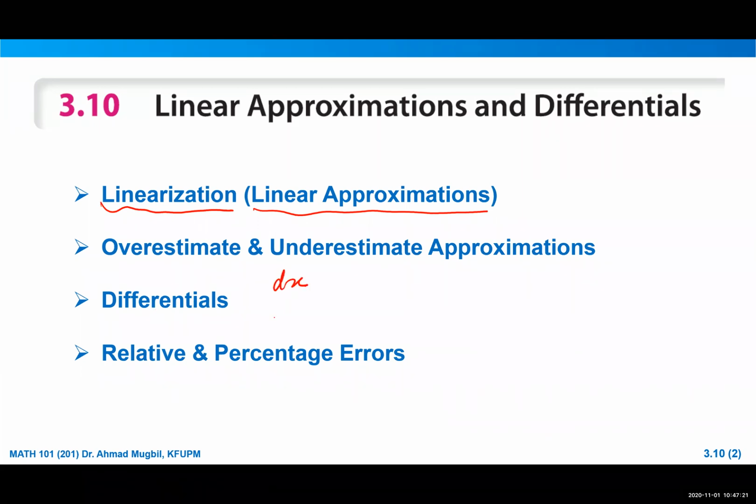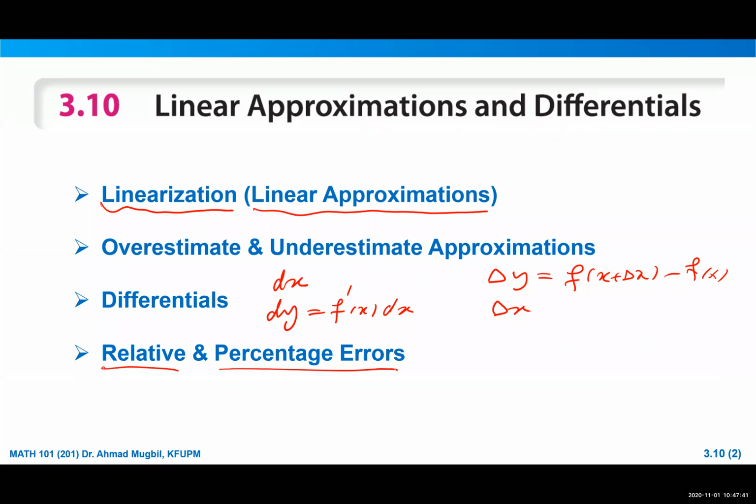We have two differentials now, dx and dy, which is f prime of x dx. And how can you use them to find that? You need to know also how to calculate delta y and delta x. Delta y is f of x plus delta x minus f of x. And delta x is just x minus x naught. And relative error and percentage errors, how to calculate them. The relative error will be whatever: dr over r, dx over x, dv over v. And the percentage will just multiply this by 100%. I think we have achieved our objectives in this section.